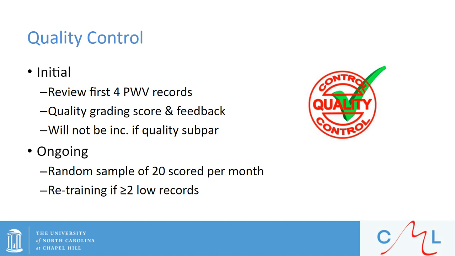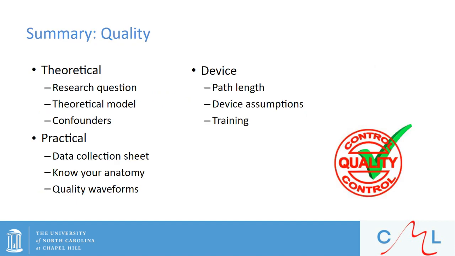And then ongoing, it is recommended that a random sample of 20 records per month is inspected, and that retraining is provided if more than 2 records have low quality.